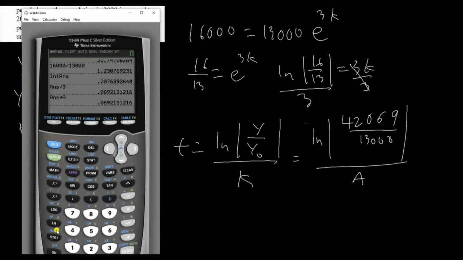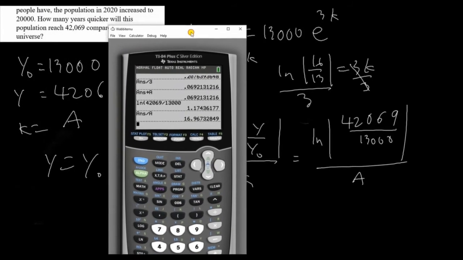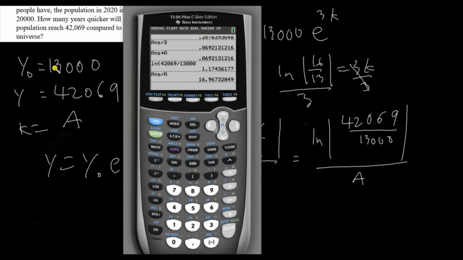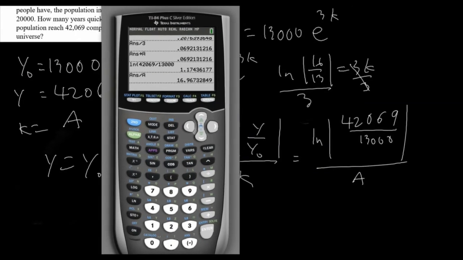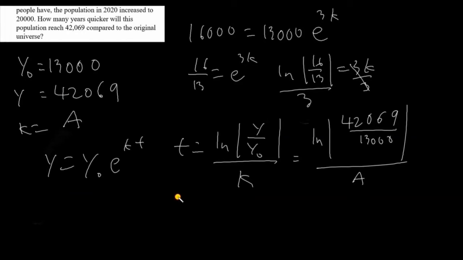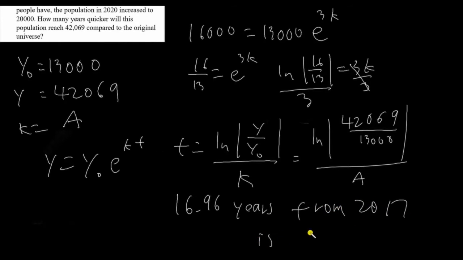So that's going to be, and that gets us 16.96. Yeah, so 16.96. And remember that we're starting in the year 2017, right? That was where we had the population of 13,000. So 16.96 years from 2017 is going to be 2017 plus 16 is 2033. I'm not going to round this because we want the year that it actually happened, not the next whole year. So 2033 is the answer for part A.